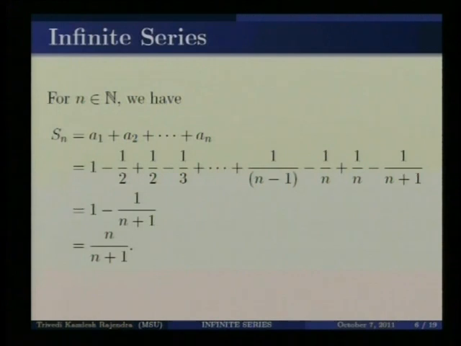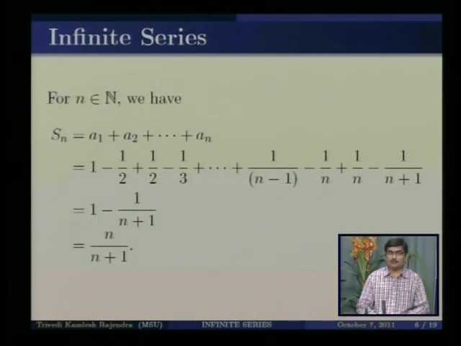So it is, as we know, the sum of the first n terms of the series. So let us see what happens. As we had calculated earlier, the first term is 1 upon 1 minus 1 upon 1 plus 1. So that is 1 minus 1 by 2. Similarly, the next term is 1 by 2 minus 1 by 3.